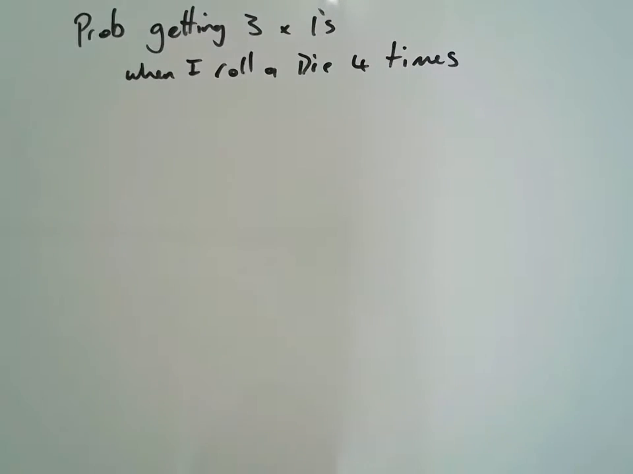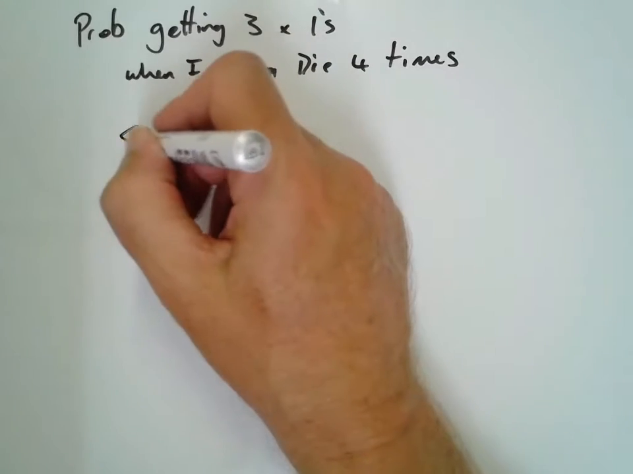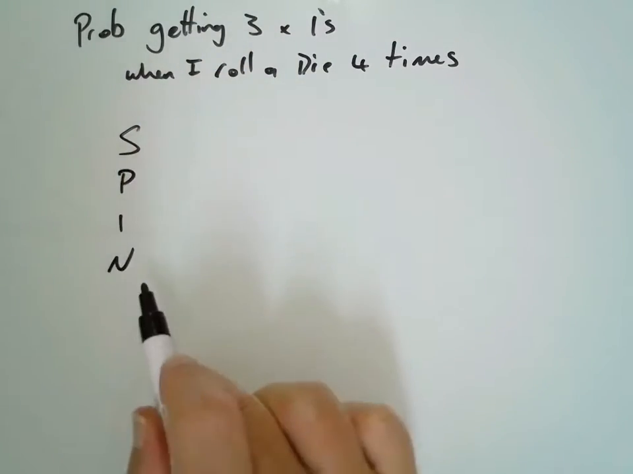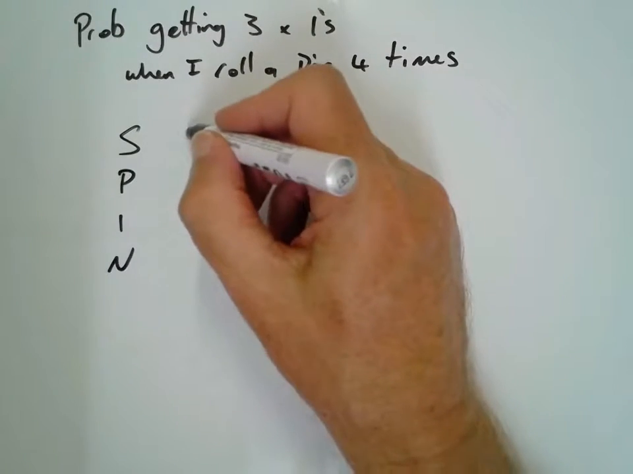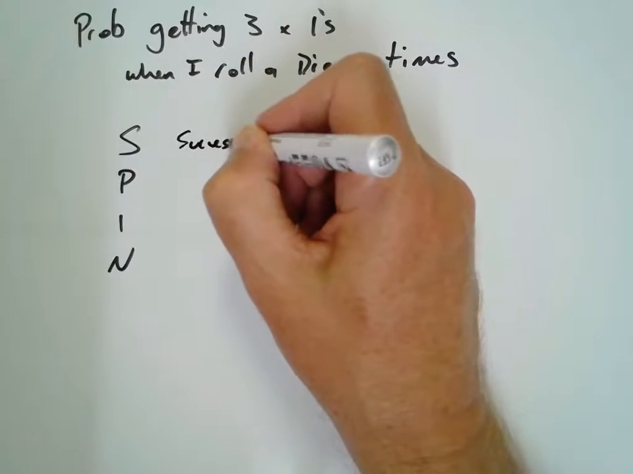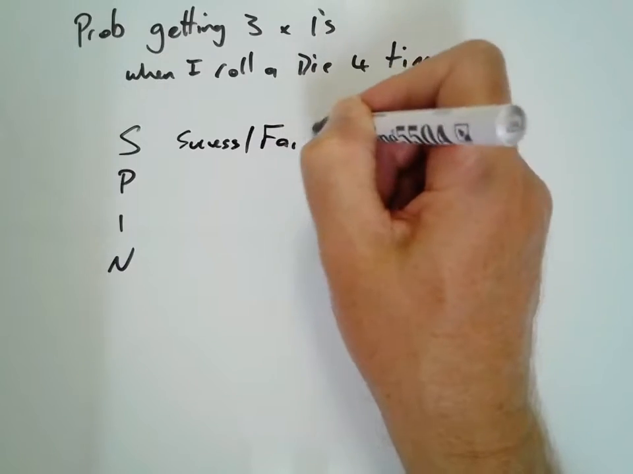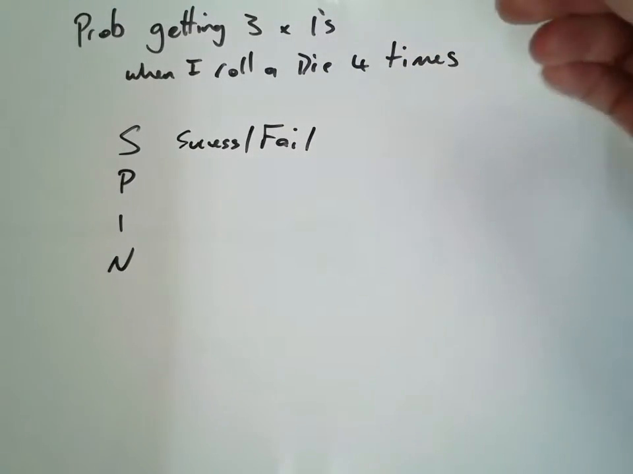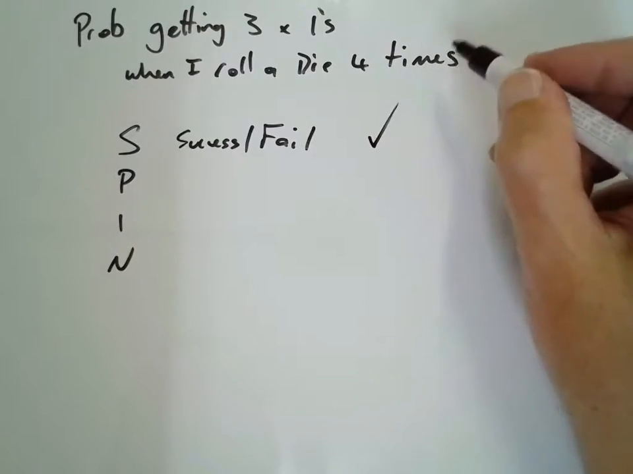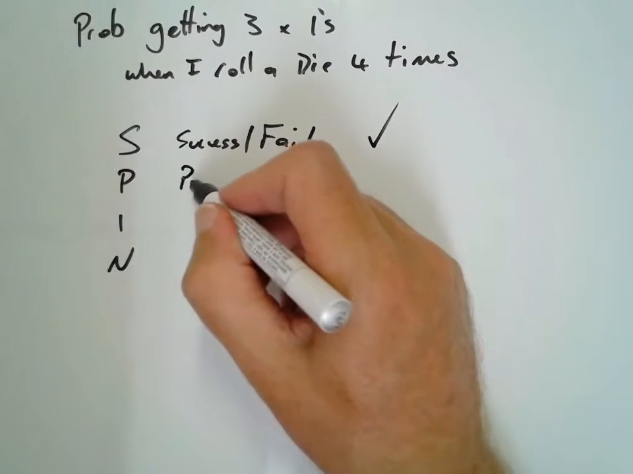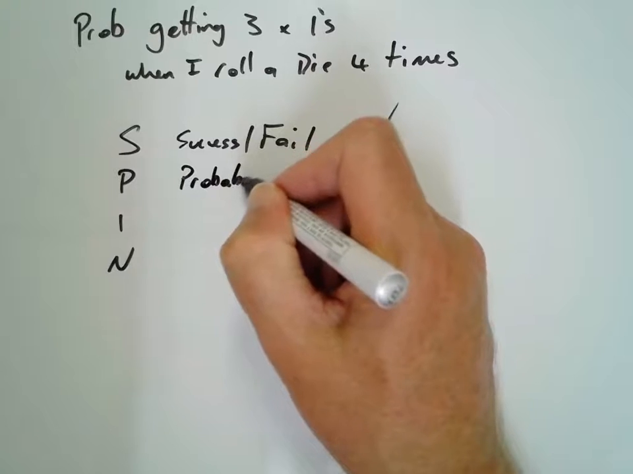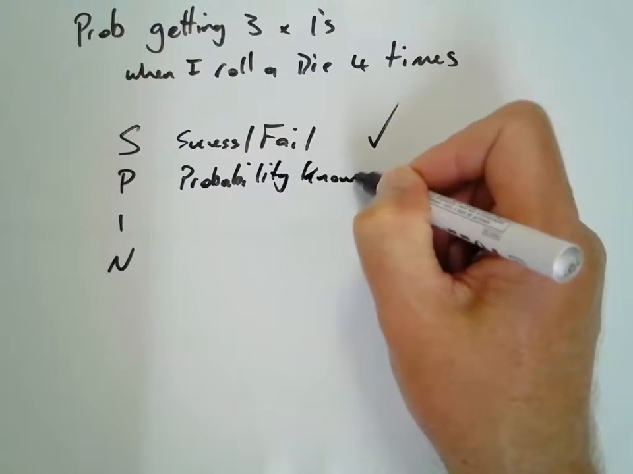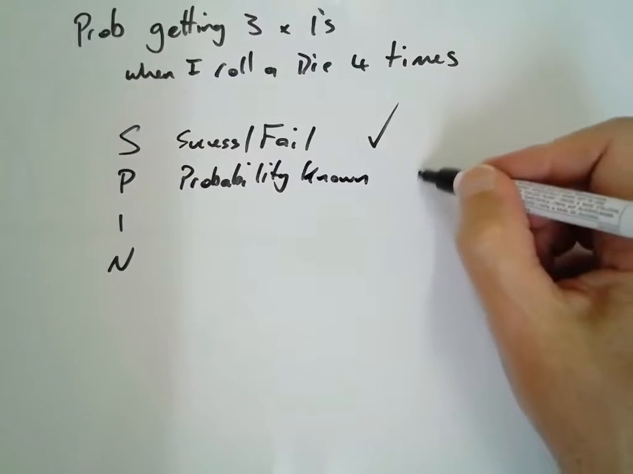So we will test for the binomial by testing our SPIN. Because remember, before we use our binomial, we've got to confirm that it meets this criteria. S stands for success, fail. So success is getting a 1, failing is not getting a 1, so I can go tick. P stands for probability is known.